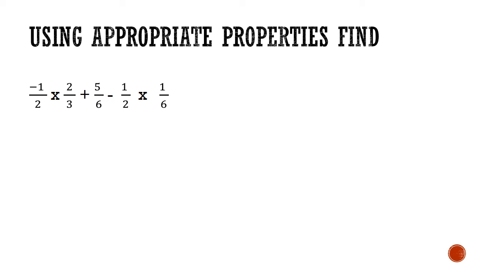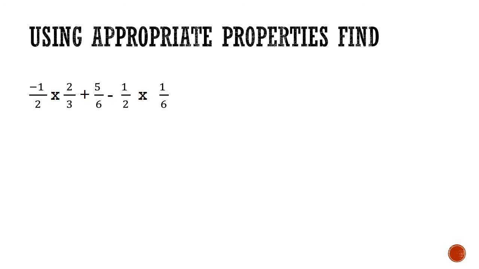Which are the terms here? Minus 1 by 2 into 2 by 3 is one term. Then 5 by 6 is another term. 1 by 2 into 1 by 6 is another term. You know the terms are separated using plus or minus, that you have learned in polynomials, isn't it? So here you will find three terms. After looking at those three terms, you have to find if there is any common factor.